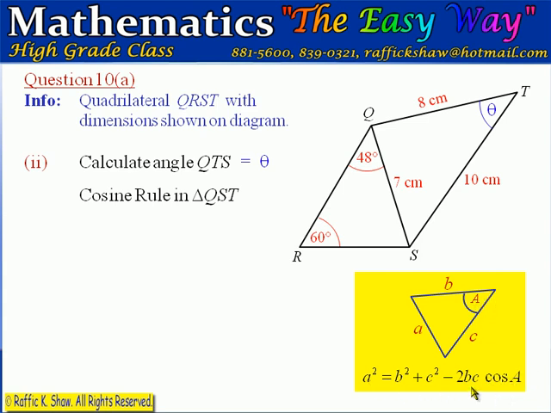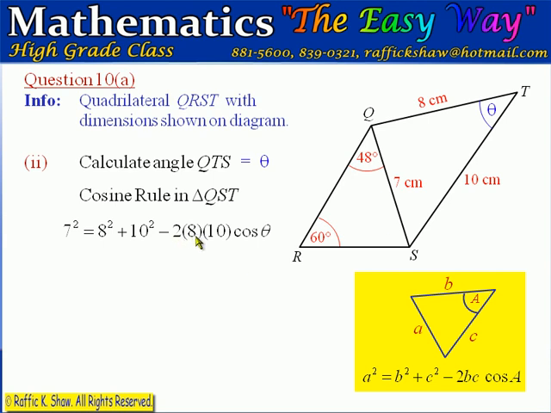This is the cosine rule, and we can go ahead and apply it in this triangle QTS. Let's show that. The side opposite the angle, which is 7 squared, is equal to this side squared plus this side squared, that's 8 squared plus 10 squared, minus twice the product of 8 and 10, multiplied by the cosine of the angle between the sides 8 and 10. That's the cosine rule. And so all we need to do now is transpose this equation to calculate theta.